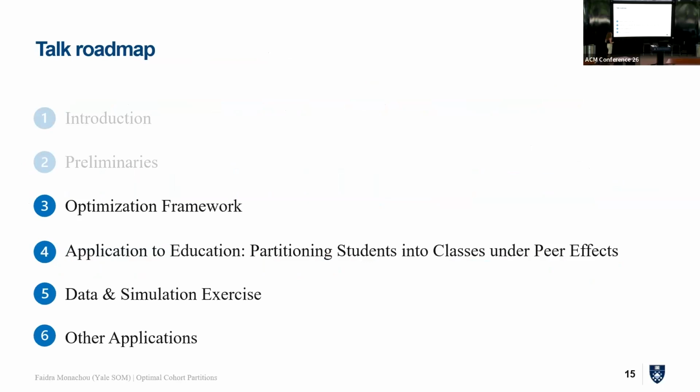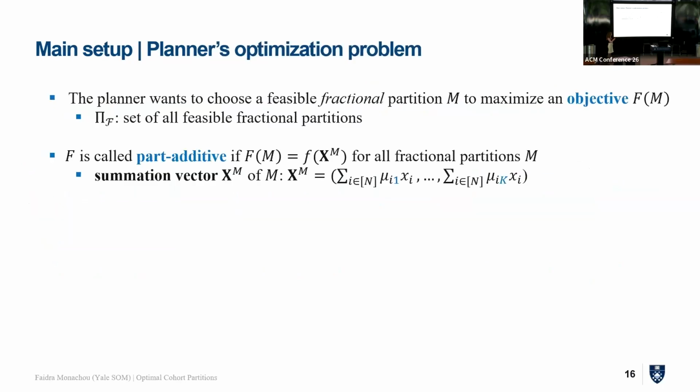So going to the optimization framework, here's the problem we are trying to solve. The planner wants to choose a feasible fractional partition to maximize an objective. This could be any objective f that is a function of the partition. We also look at a special class of functions that are part additive, so they can be written as a small function f of the summation vector. We use this for all fractional partitions.